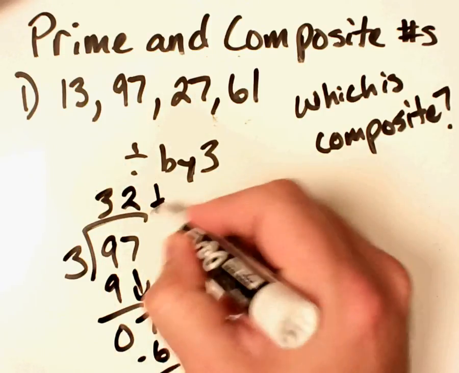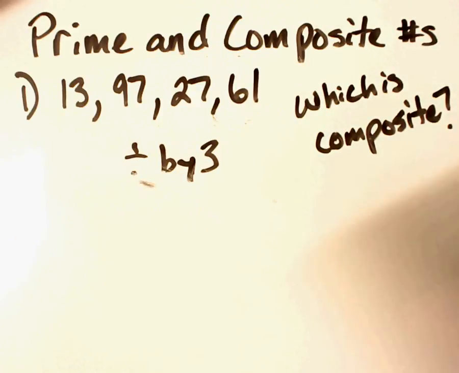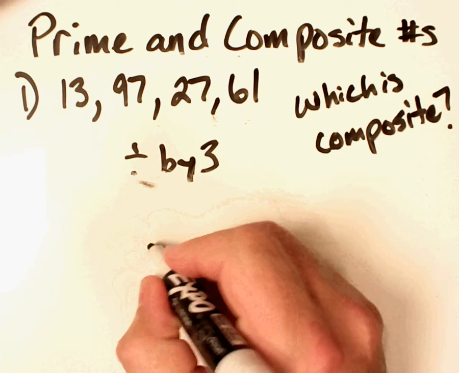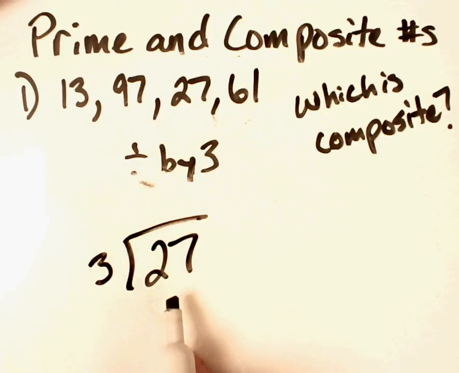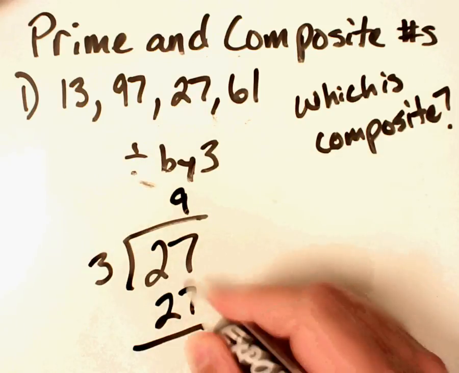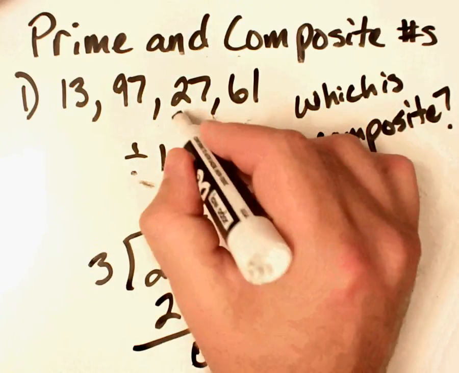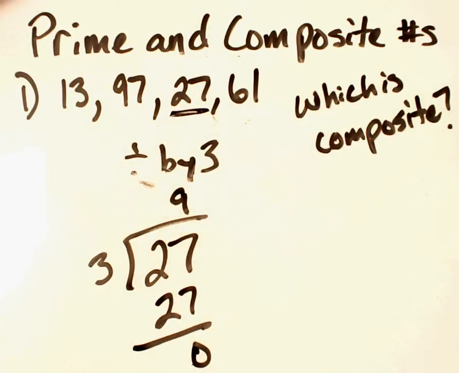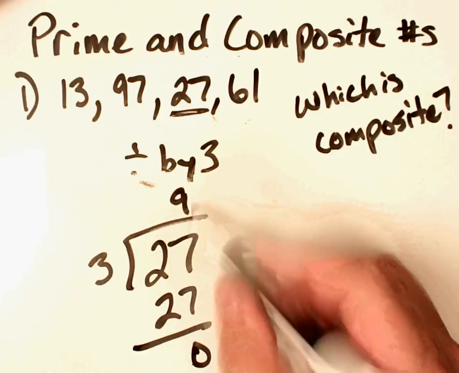Okay, so again, I'm getting a remainder, so that's not going to work. All right, let's try 27. 27, that number seems familiar, especially when I'm thinking about 3. How many times does 3 go into 27? Hey, wait a minute. Is it 9 times 3, 27? It is. Which means that this is a composite number, because I can divide it by 3, which is not itself or 1, and get a whole number.